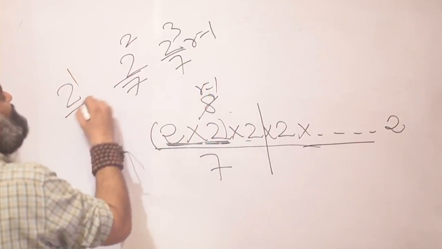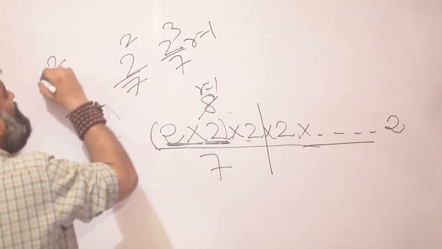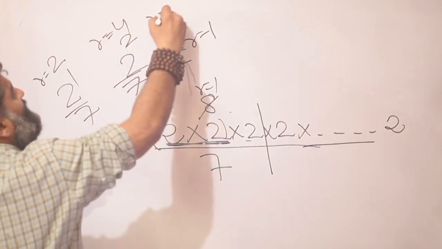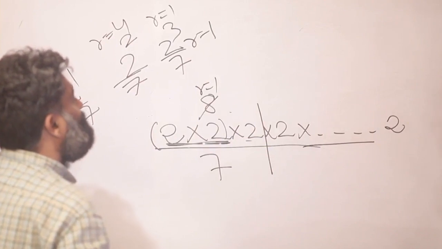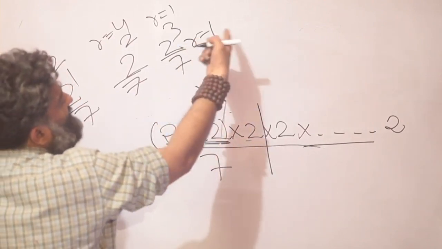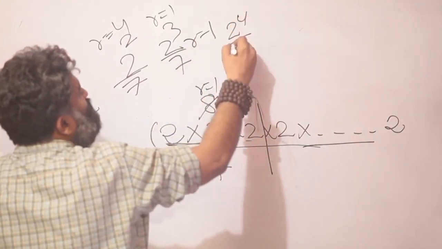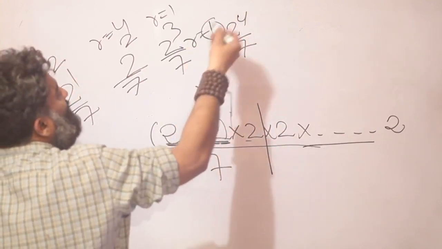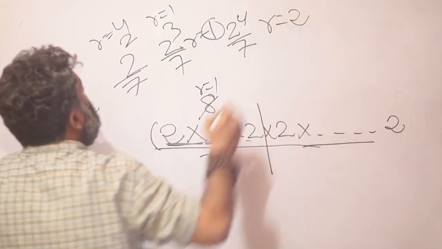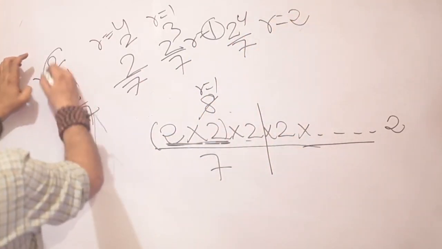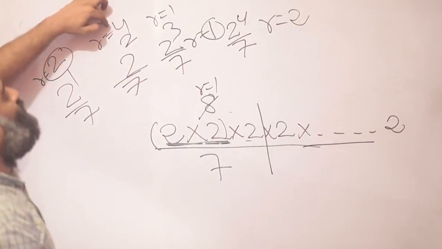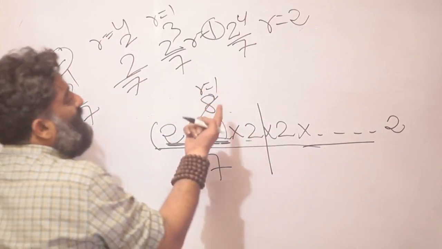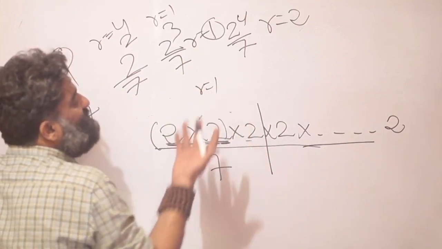So we saw 2 raised to 1, the remainder was 2, 2 square, the remainder was 4, and at 2 cube the remainder became 1. And from this I can conclude again, when I go to 2 raised to 4 divided by 7, I just have to multiply this remainder by 2 again, and I'll get the remainder as 2 again. So I will reach this cycle. So I see my remainders are 2, 4, 1, and then back to 2, right? But once I reach this 1, I should be very, very happy.